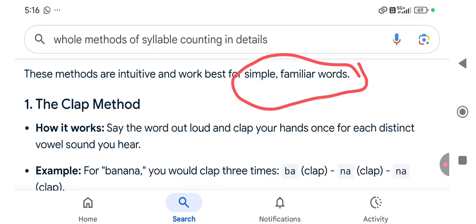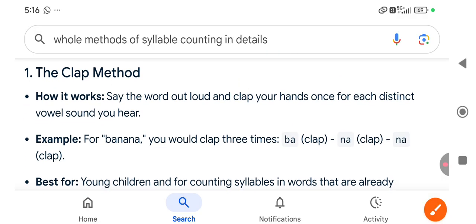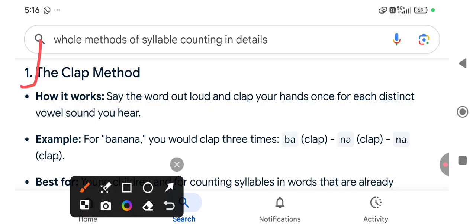So let us see. First is the clap method. Usually kids are taught this way, because if you have knowledge of syllable counting, it will be very helpful for pronunciation and for remembering spelling. So children are taught this way, but yes, this is the first method which is workable and very important. As the name suggests, it is the clap method.